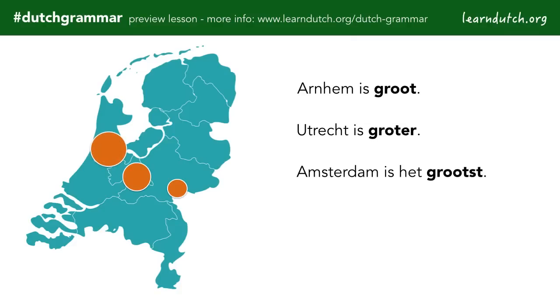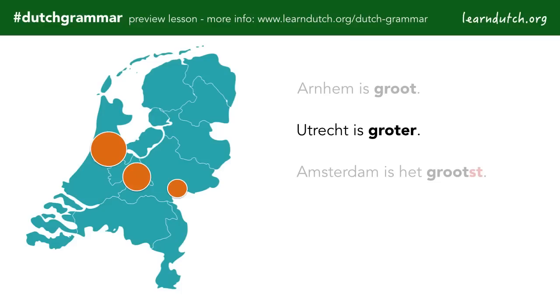Groot, groter, grootst. Well, what happens here with the ending of the comparative in sentence 2 and the superlative in sentence 3? The endings are the same, er and st, but something else changes in the spelling. Have a look at the comparative. It has only one O.